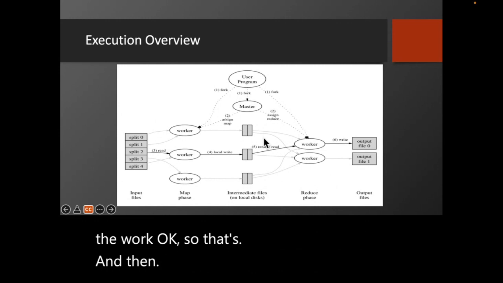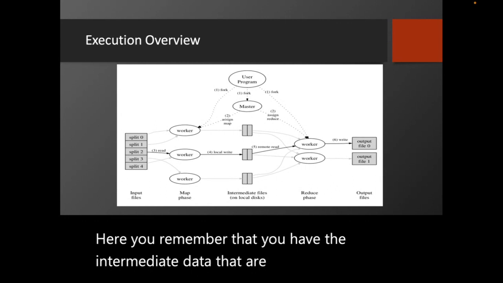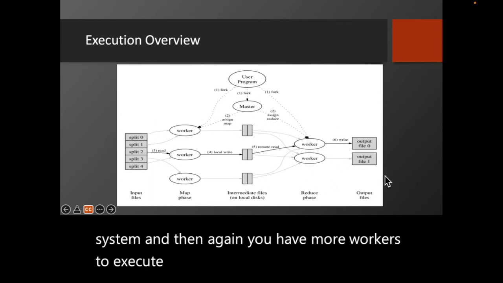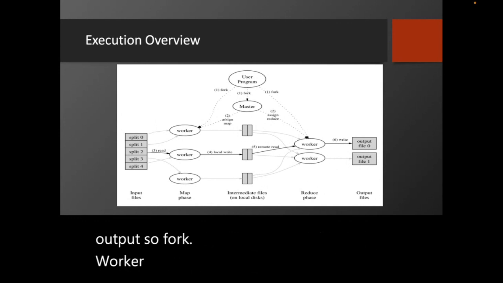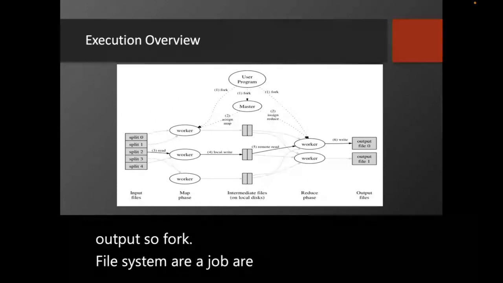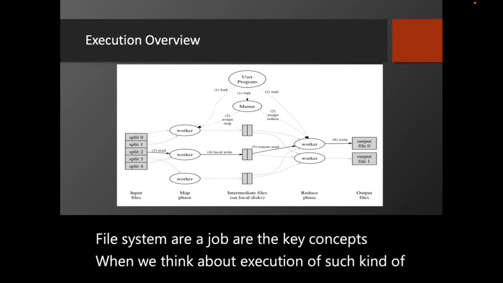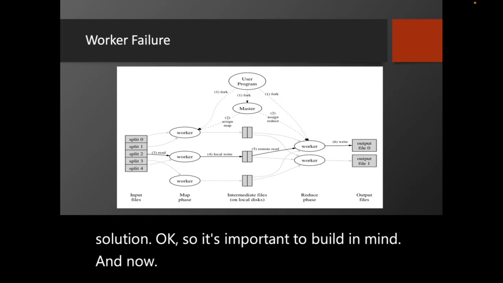And then here you remember that you have the intermediate data that are stored in the file system, and then again you have more workers to execute the reduce phase, and then the output. So fork, worker, file system and job are the key concepts when we think about execution of such kind of solution. Okay, so it's important to bear in mind.